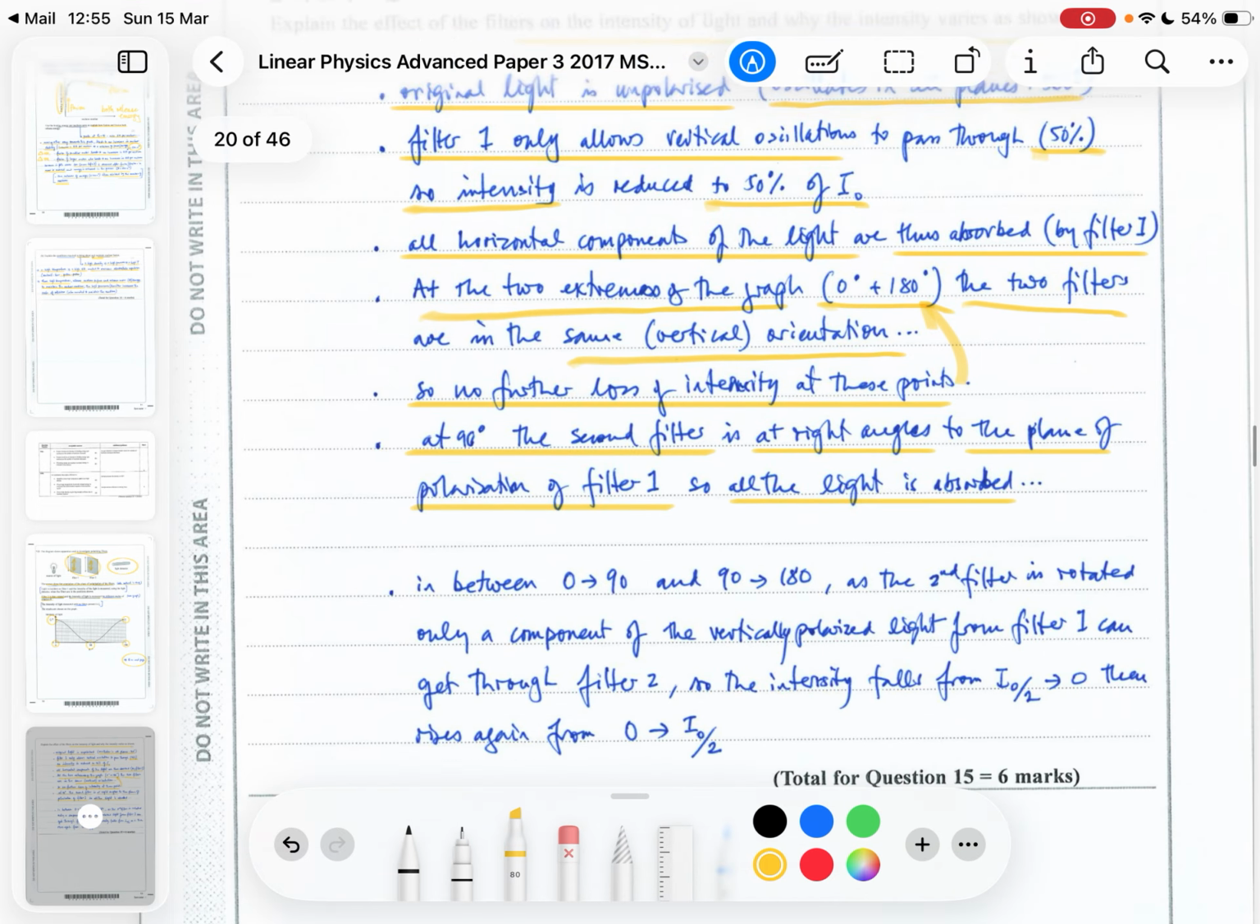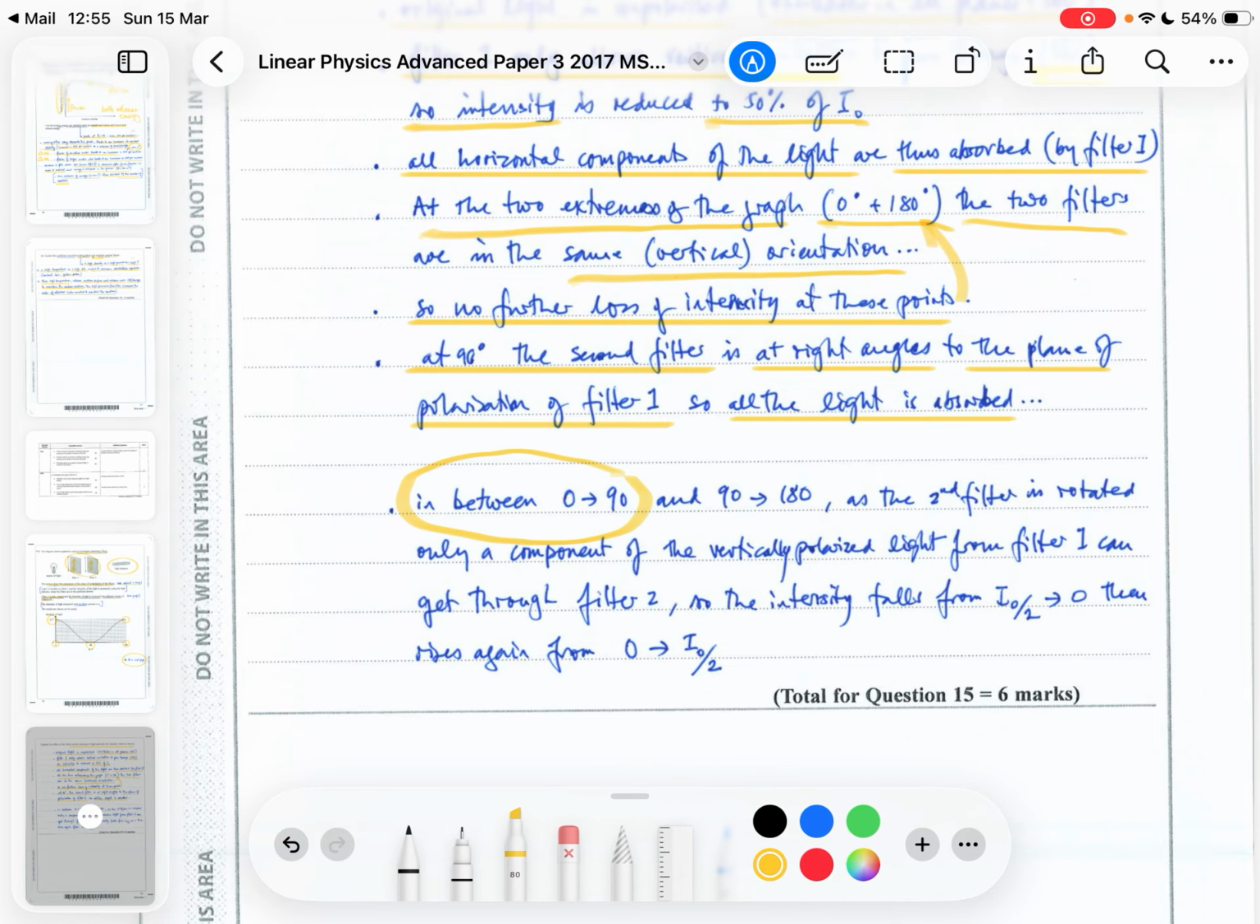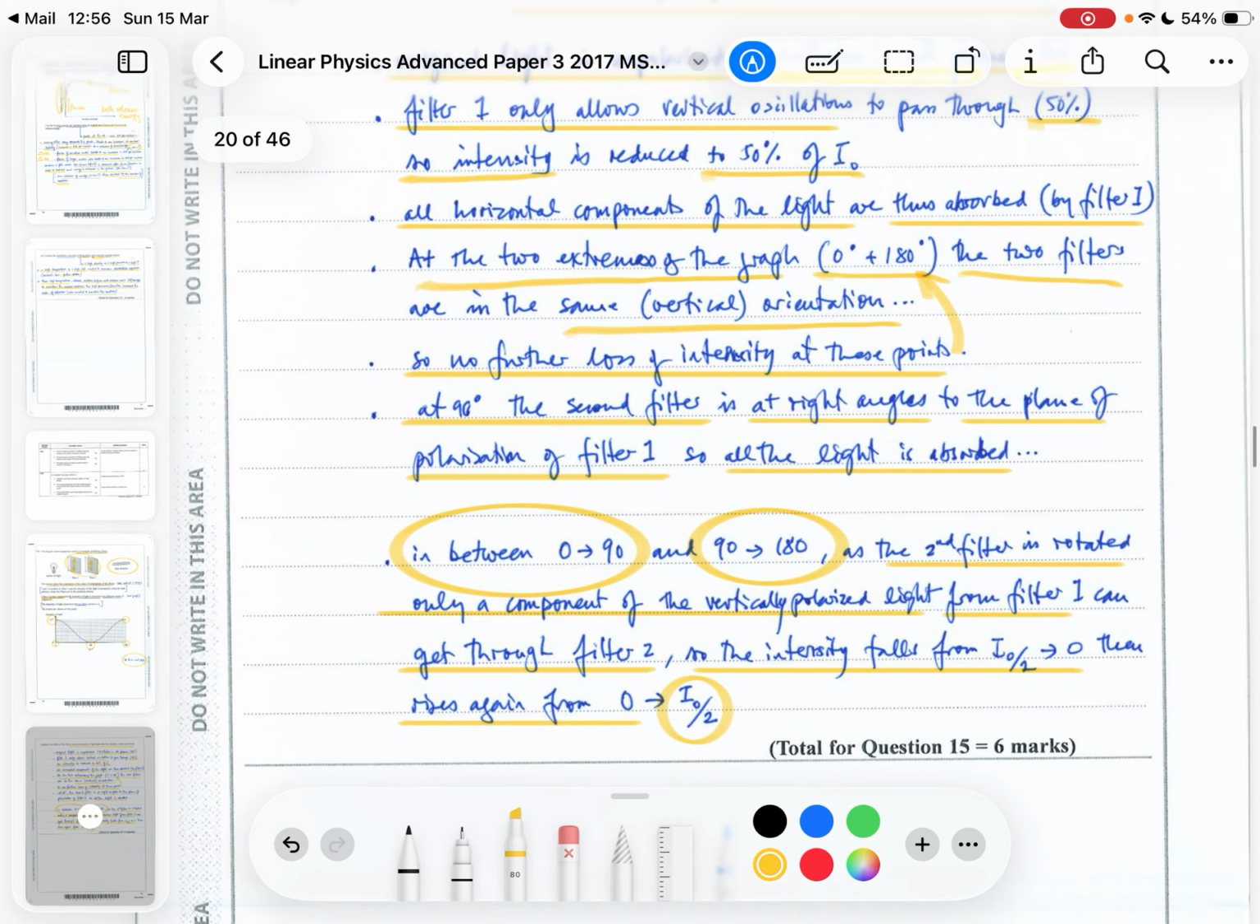In between 0 and 90 and 90 and 180, the second filter is rotated. Therefore, only a component of the vertically polarized light coming through filter 1 can get through filter 2. So the intensity varies from 50% to 0, which is I naught over 2, then rises again from 0 back up to the maximum intensity I naught over 2, I naught being the intensity of the original bulb. And those 6 bullet points should get you the 6 marks.